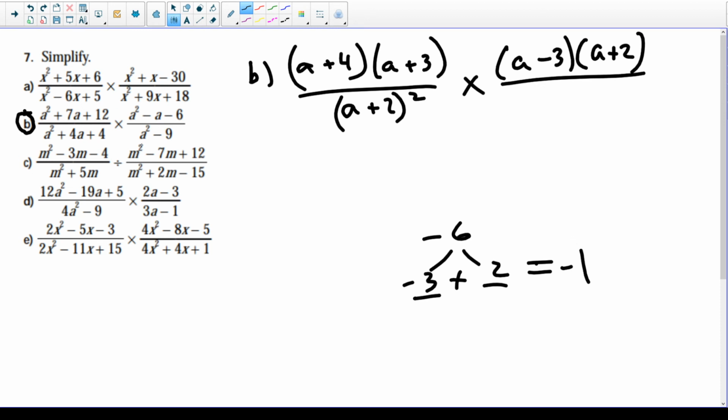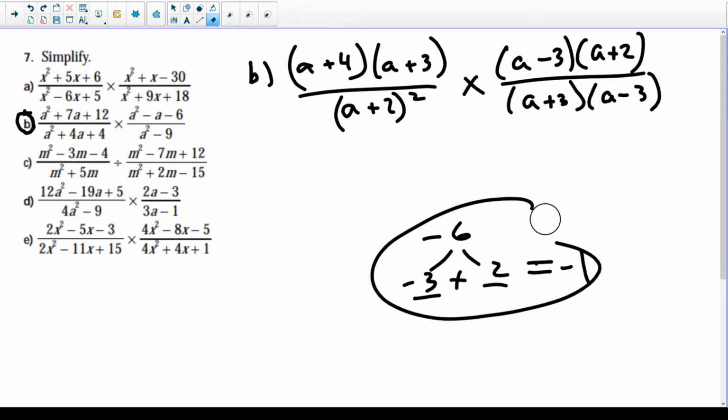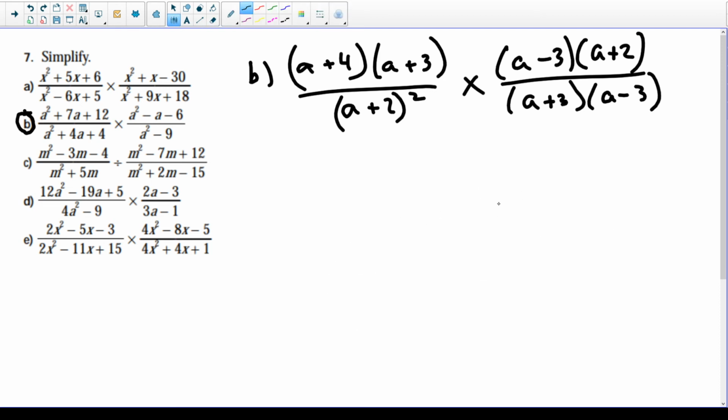And then a squared minus 9 is a difference of squares, which you have to be able to recognize as quickly as you can. Oops, sorry about that. And that would be our factored version of b. Now we can state our restrictions.